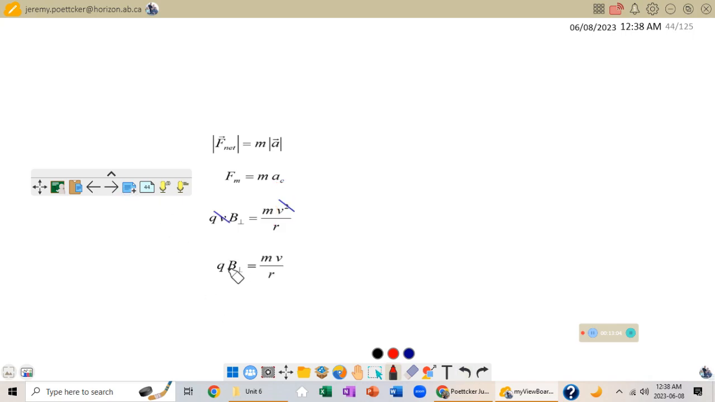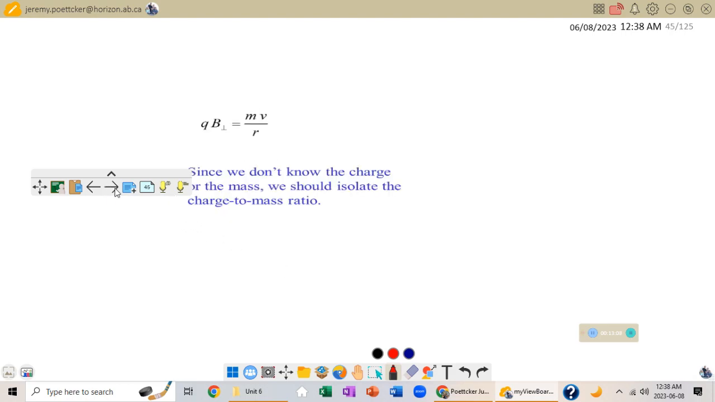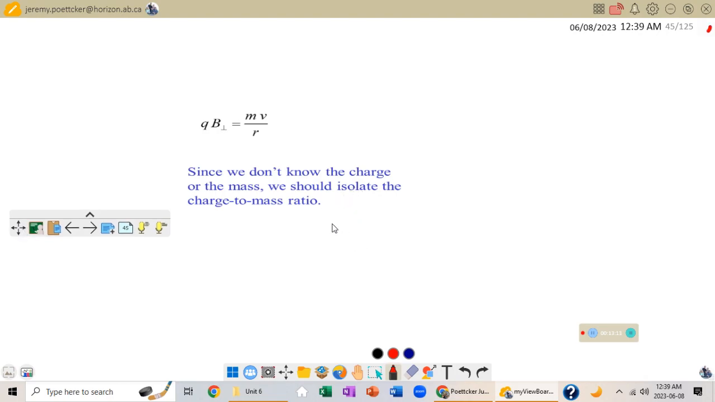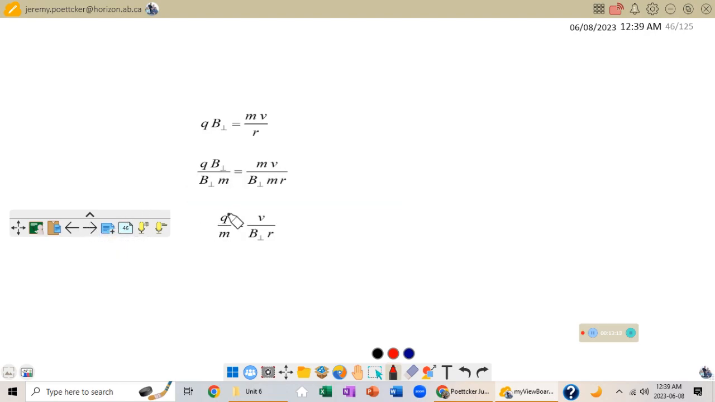One of the v's cancels. QB equals mv over r. We don't know the charge or the mass. We could isolate the charge to mass ratio. And so q over m is equal to v over BR.